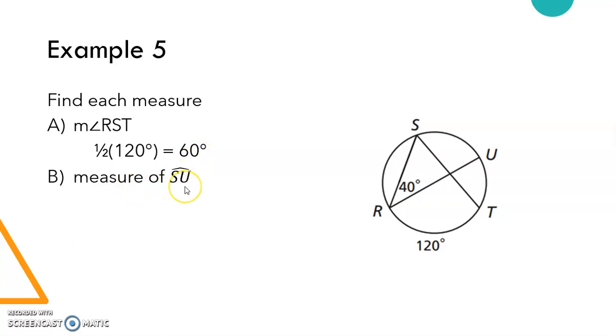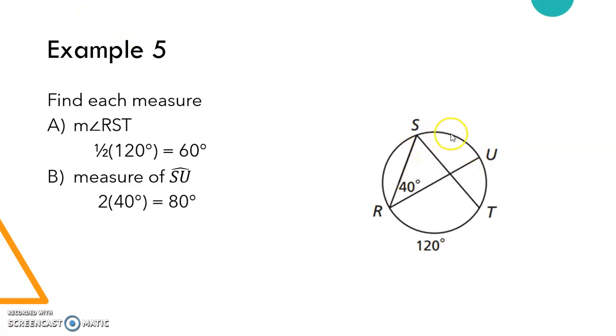In part B, they want the measure of arc SU, which is up here, SU. So I look to see which angle actually creates arc SU. So I trace this line back, and here's the vertex, and I trace it up to S. So it's this 40-degree angle. So see if you can figure out the measure of arc SU, and then press play to check your answer.